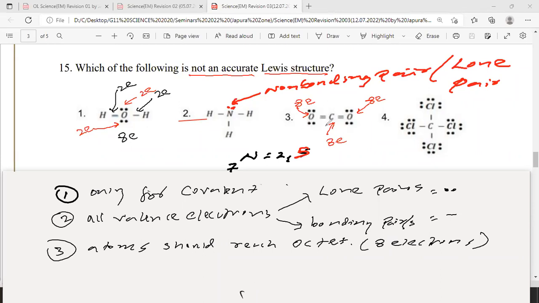Total pairs 4. How come total pairs 4? 2 bonding pairs, 2 lone pairs around oxygen. Altogether 4 pairs. 1 pair, 2 electrons. 2 into 4, 8 electrons. Carbon, total pairs 4 bonding pairs. 1 pair, 2 electrons.